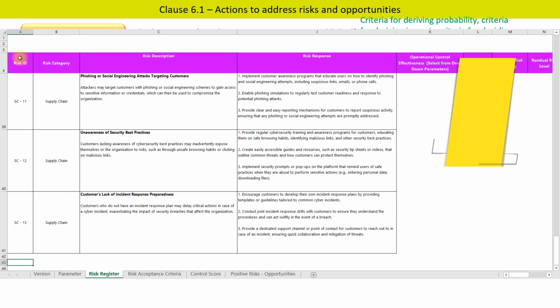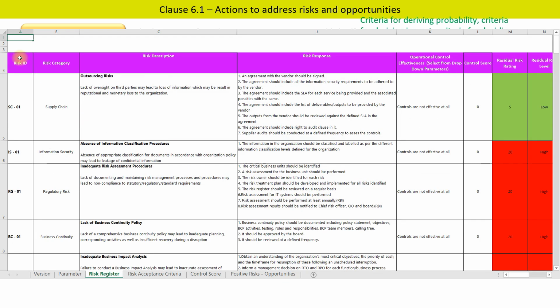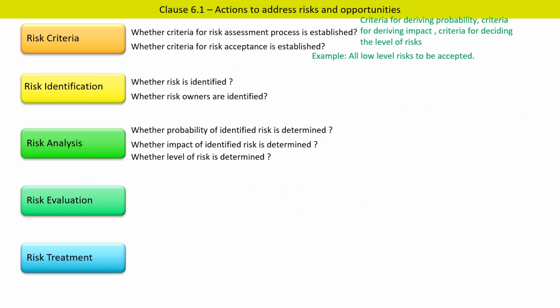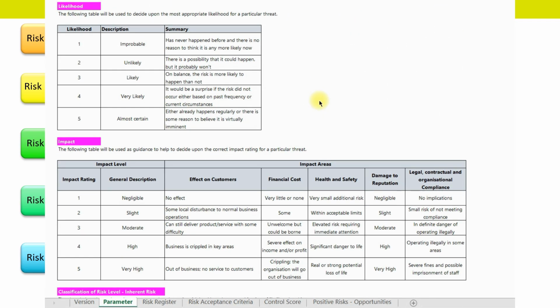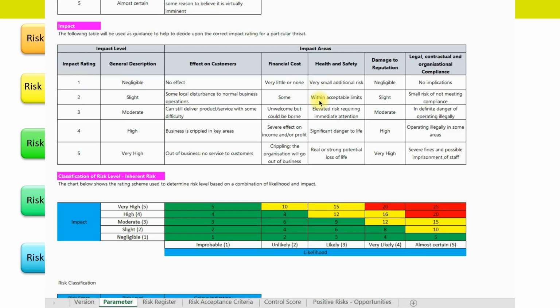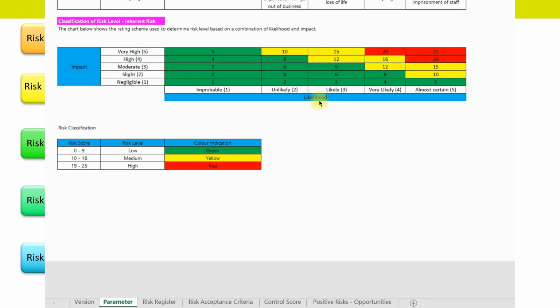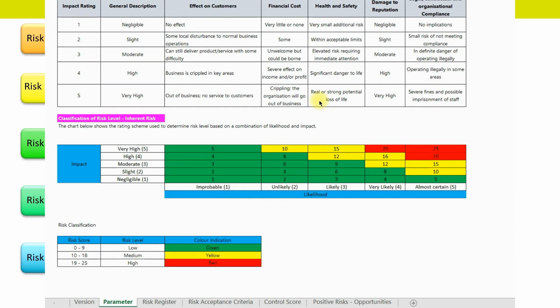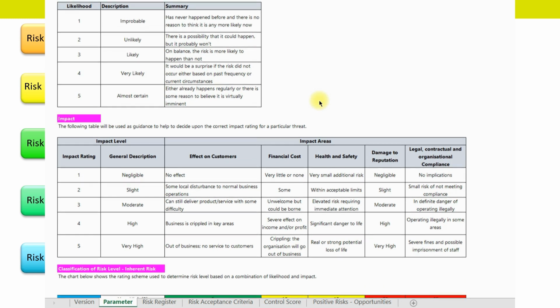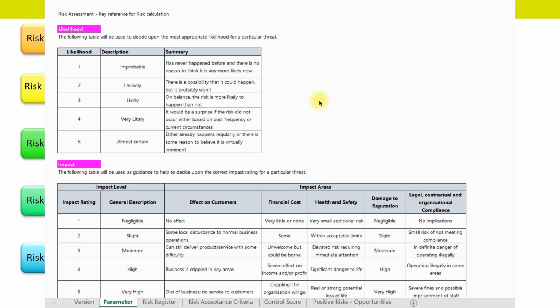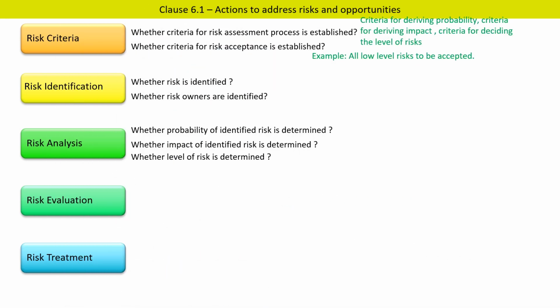In the risk analysis part, the auditor needs to verify whether the organization has determined the probability and impact of each identified risk. Further, on the basis of probability and impact, the level of risk needs to be determined. Risk can be measured as high, medium or low. Risk can also be quantified by allocating an appropriate risk score. The standard does not mandate any specific format.